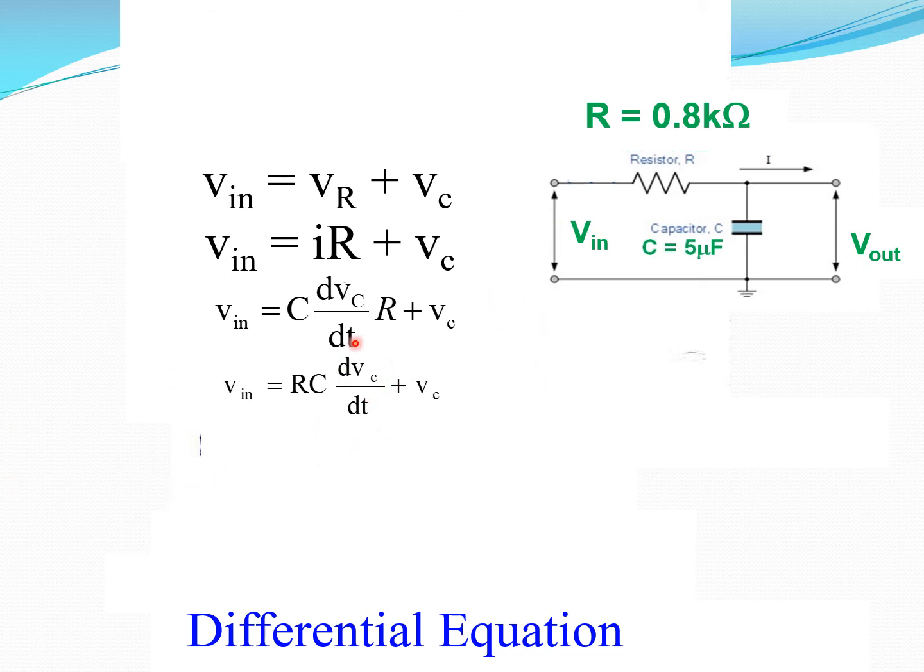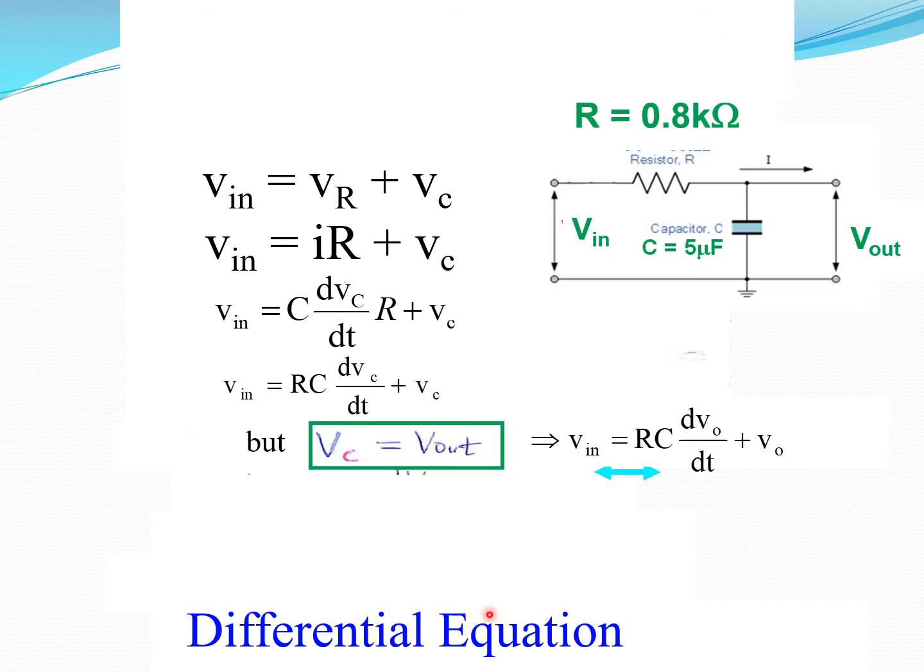It's got a differentiation term, dVc/dt. We're going to be differentiating the voltage across the capacitor with respect to time; the voltage across the capacitor will change as time passes. But just to carry on with our derivation a little bit, we know that Vc is equal to Vout. Again, from first year, you might know that the voltage across the capacitor is equal to the output voltage. So all we're going to do is replace the Vc's by Vout's. So Vin is equal to RC by dVout/dt plus Vout.